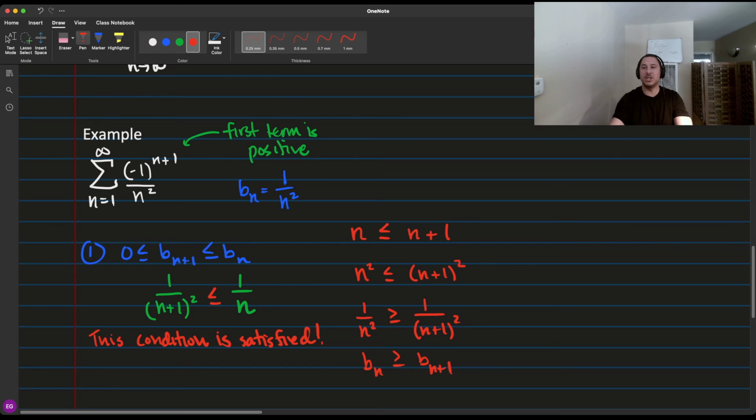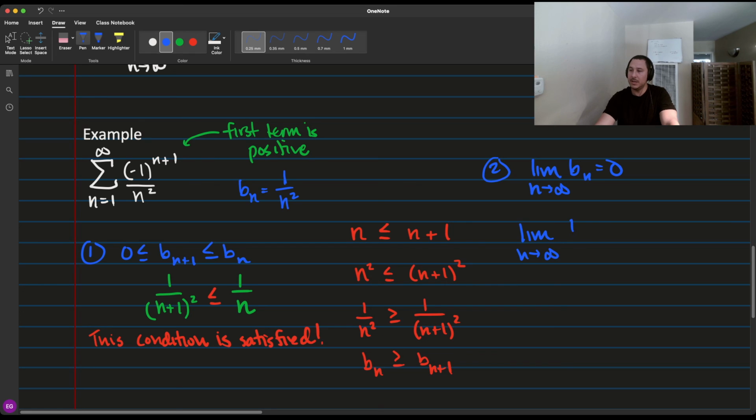Now we have to check condition 2. Condition 2 says that the limit as n goes to infinity of the bn's needs to be equal to 0. So you check, what's the limit as n goes to infinity of 1 over n squared? That's very obviously going to be equal to 0. You could use L'Hopital's rule if you wanted to. So yes, this condition is satisfied.